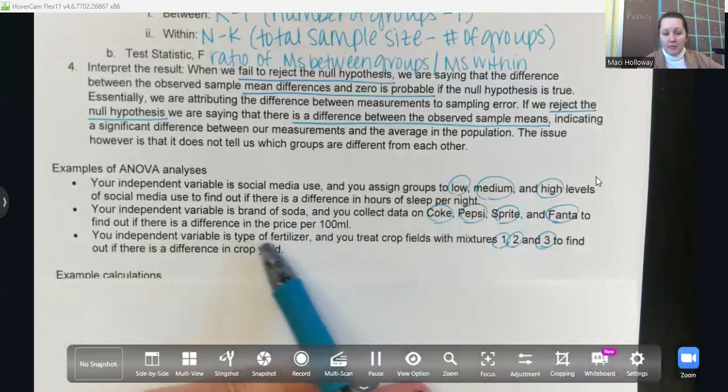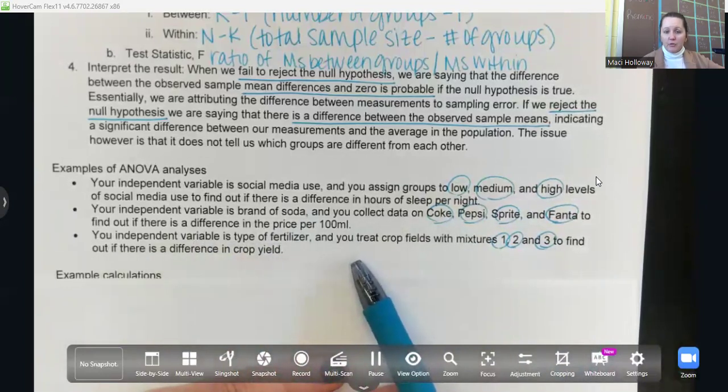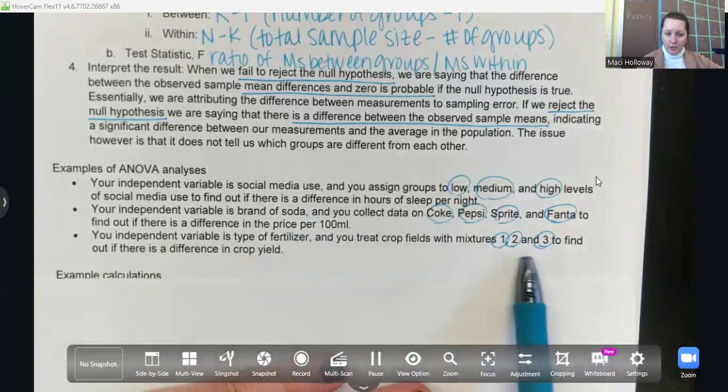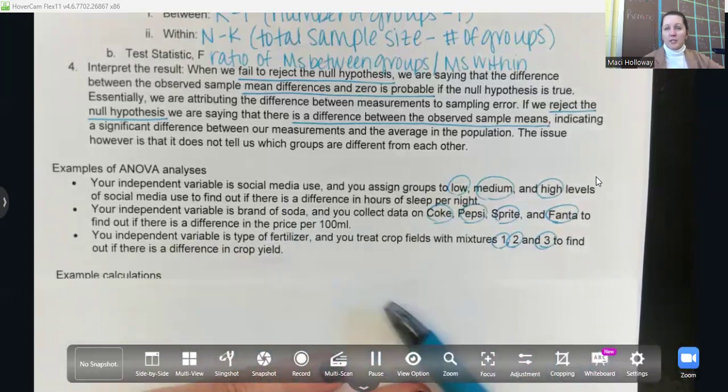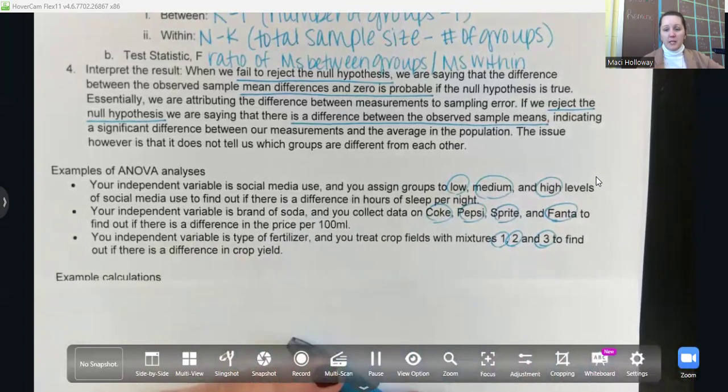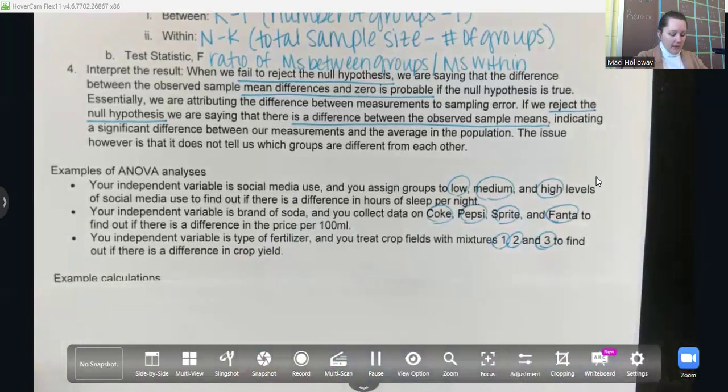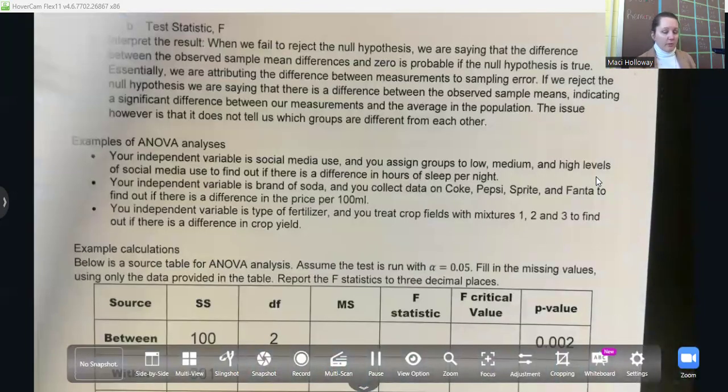And then here your independent variable is a type of fertilizer, and you treat crop fields with a mixture of 1, 2, and 3. So just like we were comparing juniors and seniors GPA, we can now compare freshman, sophomore, junior, and senior GPA to see if there's a difference in those groups. Well, let's try this out as an example calculation before we move on.